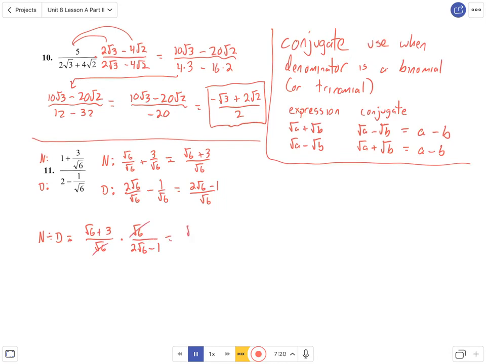I wind up with a rad 6 plus 3 over 2 rad 6 minus 1. Okay, and notice we have a denominator that has a binomial term with a radical in it. So we're going to use a conjugate to rationalize that denominator. So the conjugate here, think about it, it's going to be 2 rad 6 plus 1 over 2 rad 6 plus 1, just changing the sign in the middle.